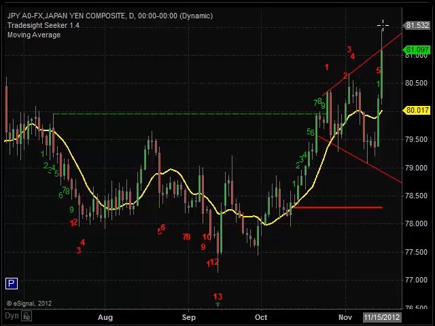Now I'll change the chart one more time. What I'm going to do on this one is add the Murray Math levels, and when I do that, it's going to show us exactly where we are in time right now.